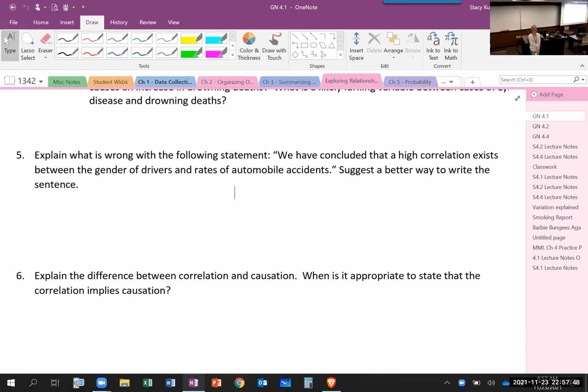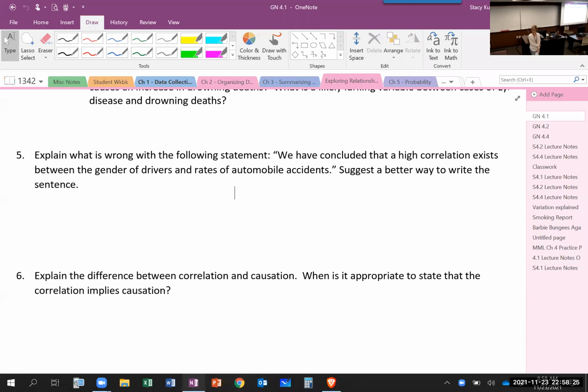The problem with that. So if we're talking about a correlation, and we're thinking of this in terms of what we're talking about today, what type of variables are we looking at there? What are the two variables? Gender, number of accidents. Okay, gender and the number of accidents. What type of variable is gender? It's qualitative. What type of variable are the accidents? Quantitative. So do we have a problem?